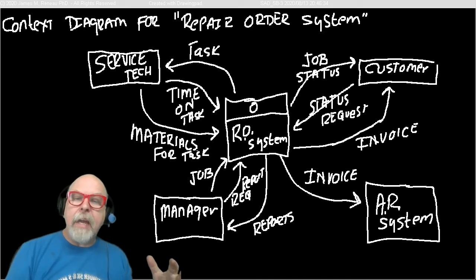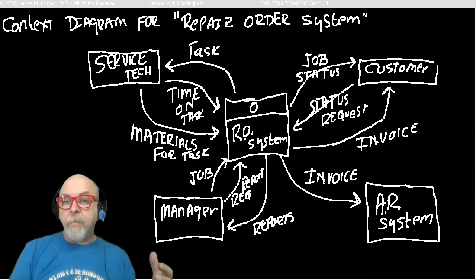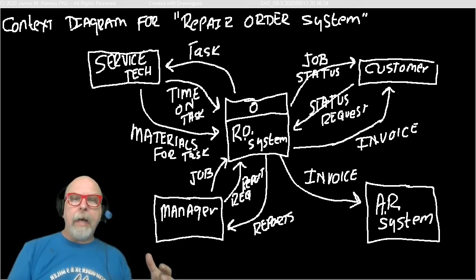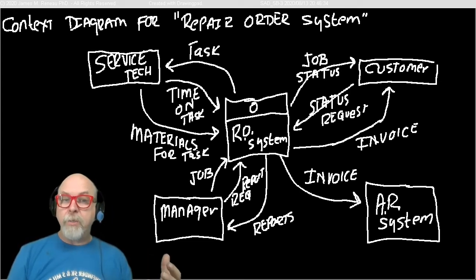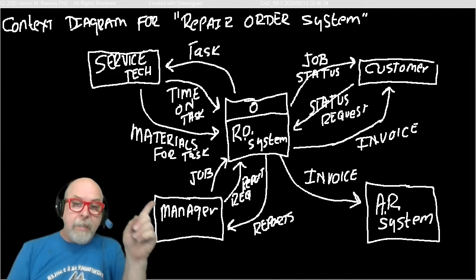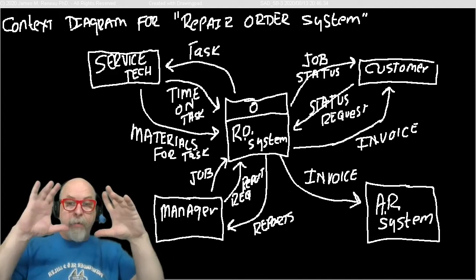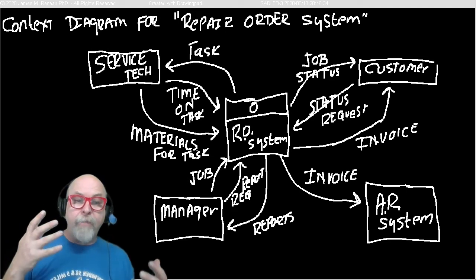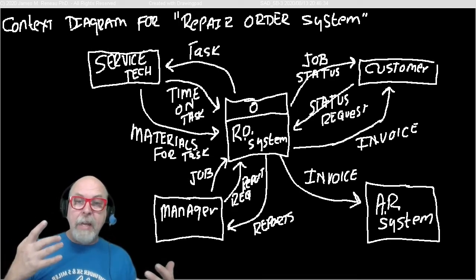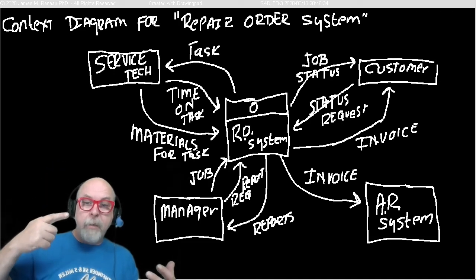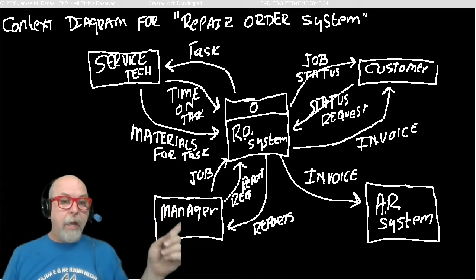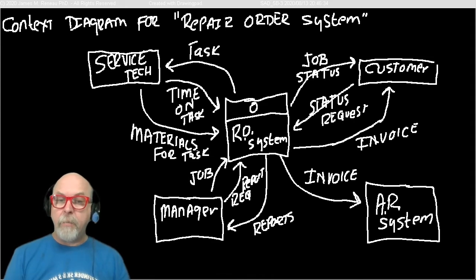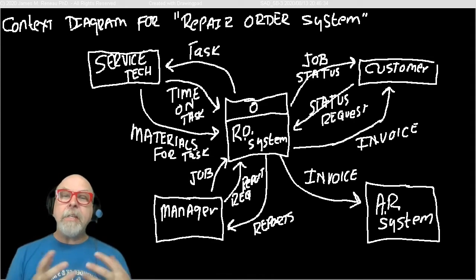So here's a context diagram for a system very similar to a system I wrote for a client a couple of years ago. This is a repair order system. You can see that the system is here in the middle, as 0, the RO system, repair order. And our four entities, our four sinks and sources for data, are the service techs, the managers, the customers, and the accounts receivable system. So let's look at the data flows.